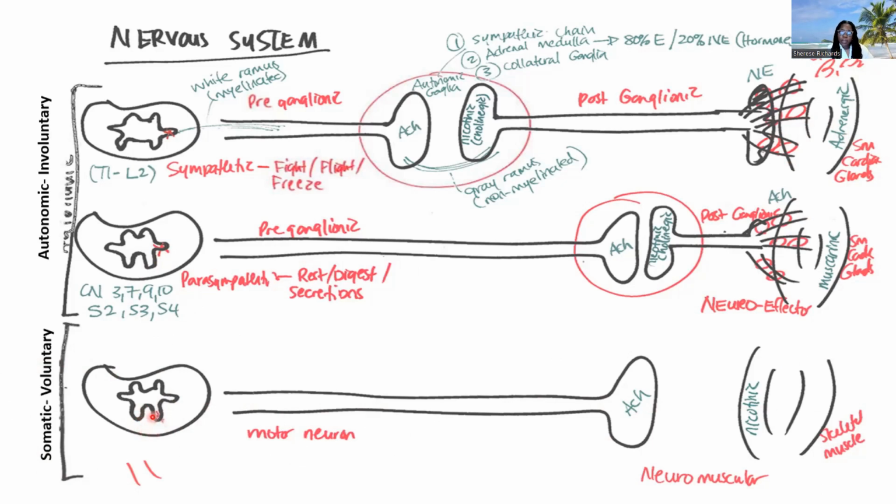They still exit through the ventral root. So don't confuse the ventral horn with the ventral root. The ventral root is the exit point of the spinal cord, and all the fibers will leave through the ventral root, but they're going to arise from different parts of the horn of the spinal cord. So arising from the ventral horn and then leaving via the ventral root, and then forming this motor neuron, which goes all the way out to skeletal muscle.